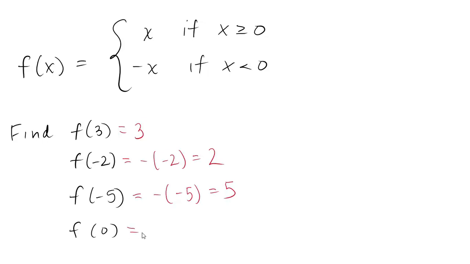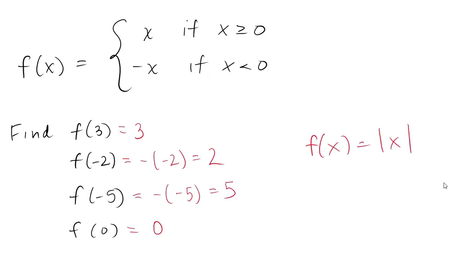See if you can evaluate f of 0. We follow the first rule. X is greater than or equal to 0. And we get x there. So f of 0 is 0. So it looks like this function leaves positive numbers alone, it left 0 alone, and it changes negative numbers into positive numbers. Do you recognize the function? Yeah, this f of x is just the absolute value of x.